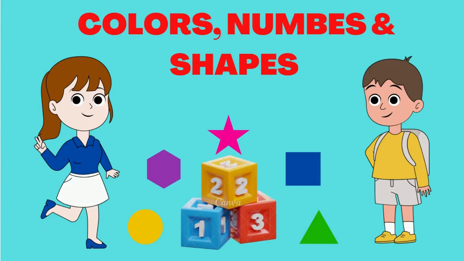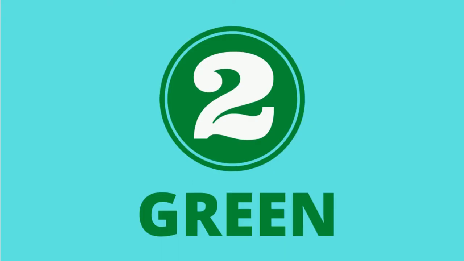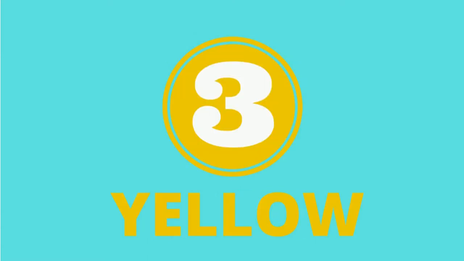Hello kids, let's learn about colors, numbers and shapes. 1. What color is this? Red. 2. What color is this? Green. Color green. 2. 3. What color is this? Yellow. Yellow. 3. What color is this? Blue. 4. Blue.